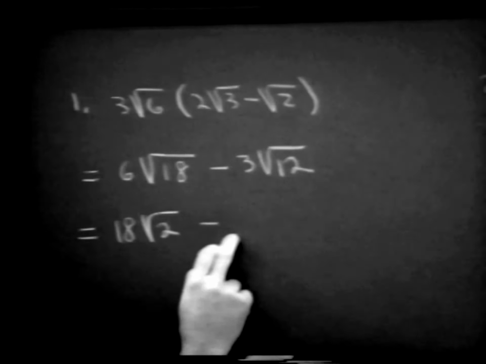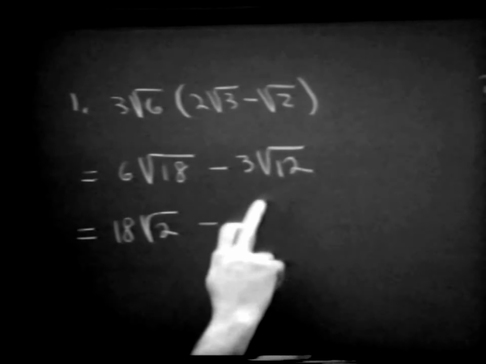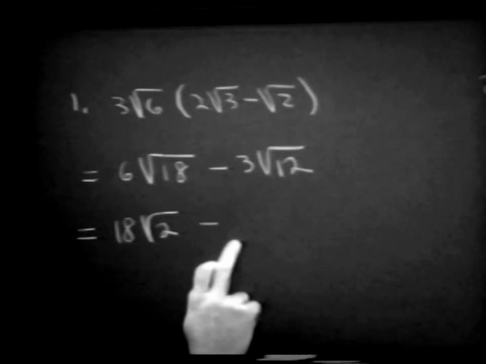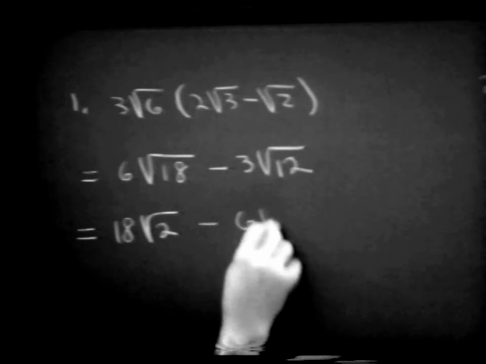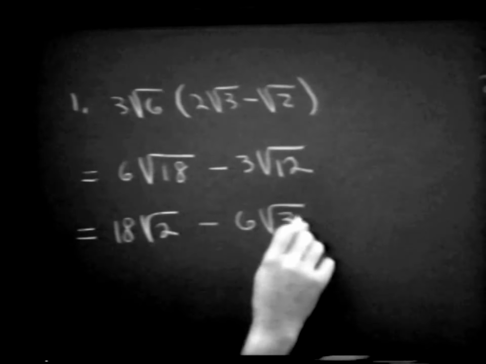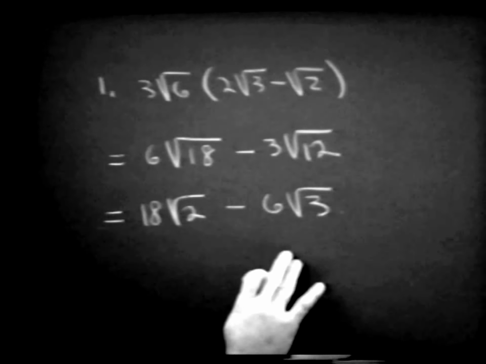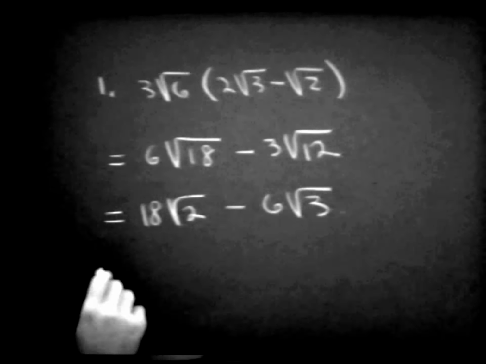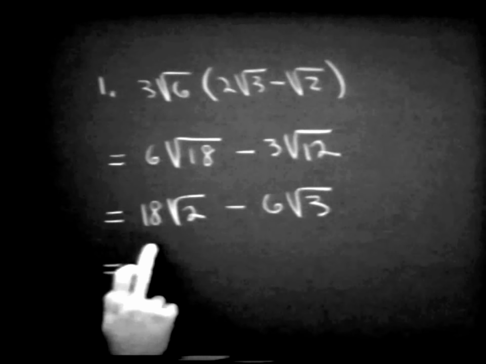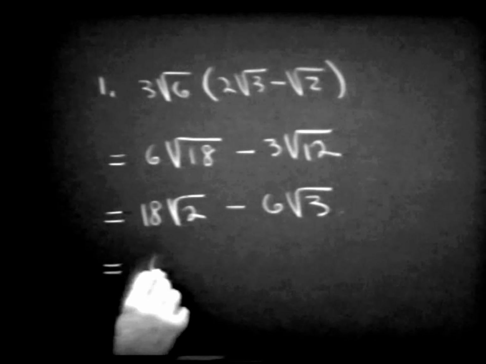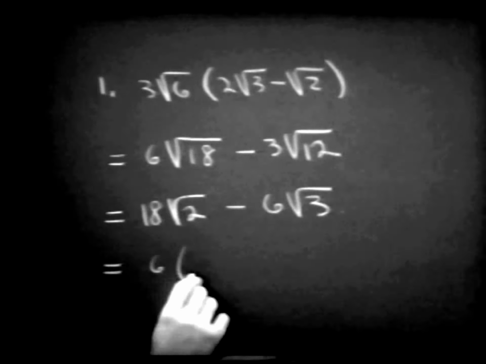Minus, let's see, 12 is 4 times 3. So it would be 6 times the square root of 3. Does everyone agree with that? Now, in fact, this is one pattern in which you may leave your final result. But some people might like to look at this and take out a common factor of 6, in which case we have left what? 6 times 3 root 2 minus root 3. And this then would be the most simple name.